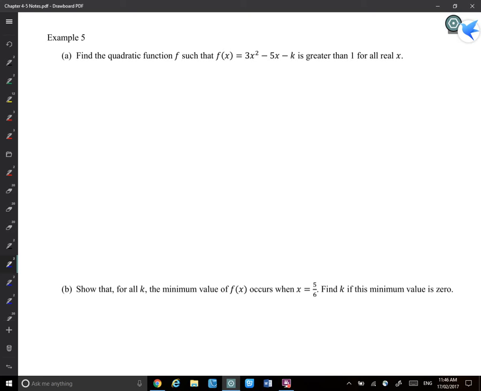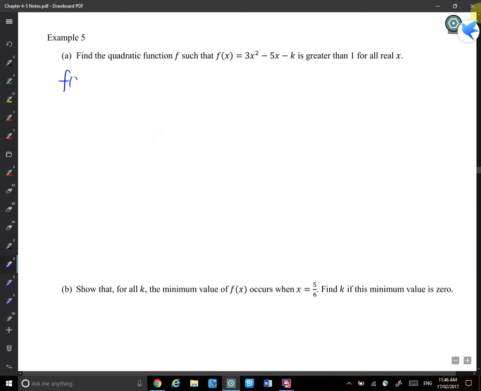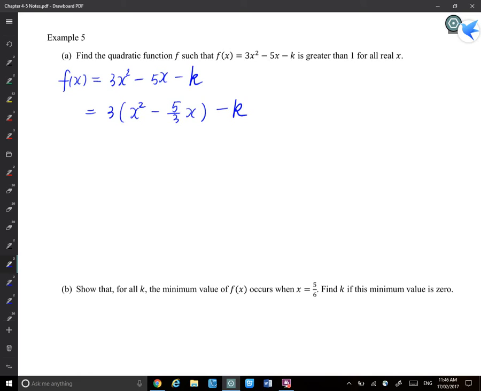Turning point for completing the square, right? We need to complete the square. So let's say we have f(x) equals 3x squared minus 5x minus k. I cannot complete the square when there's a coefficient of x squared, so I'll take 3 out. We have x squared minus 5 over 3 x. I don't mind this k, I'll keep this k outside. I just worry about the x squared term and the x term.